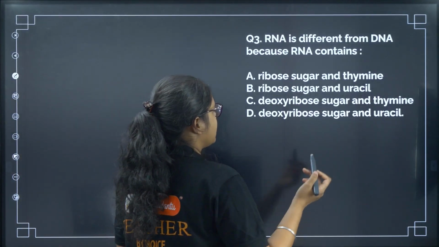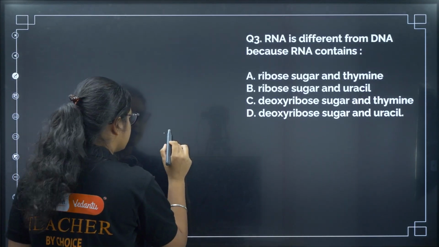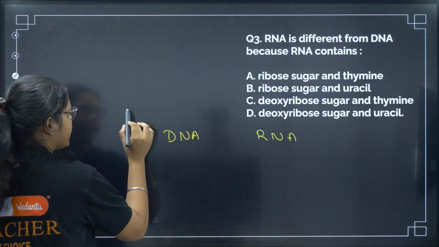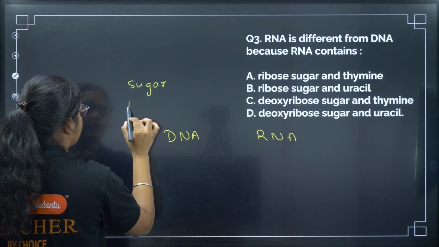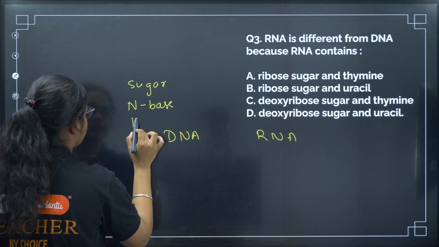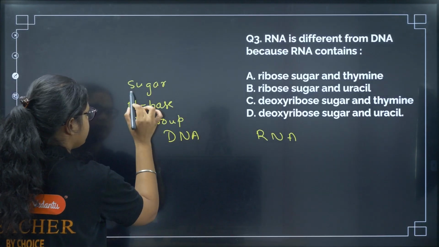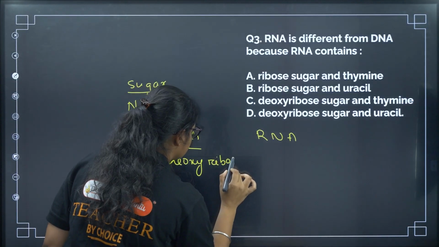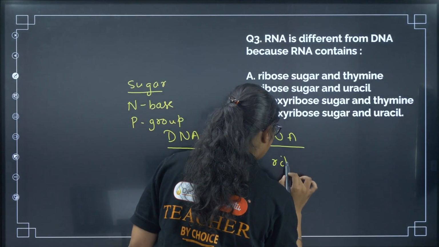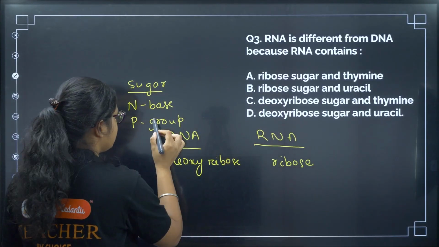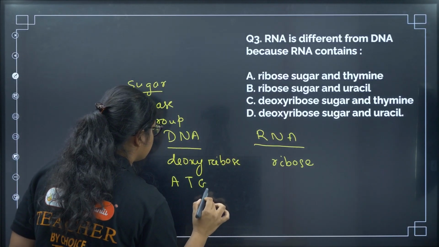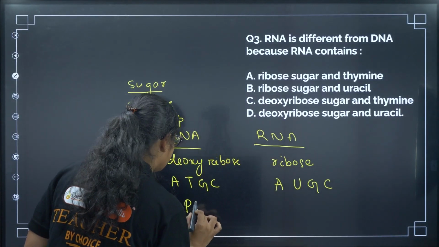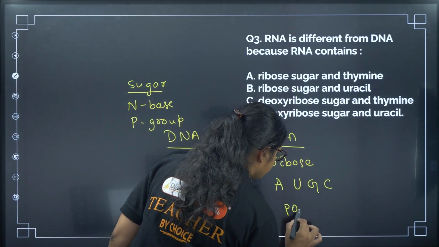Next, RNA is different from DNA because RNA contains... In a nucleic acid, we have 3 things: sugar, nitrogenous base and phosphate group, right? Now the sugar in DNA is deoxyribose sugar. In RNA this is ribose sugar. The nitrogenous bases in DNA are A, T, G and C. In RNA the nitrogenous bases are A, U, G and C. Then here it is phosphate group and here it is phosphate group.